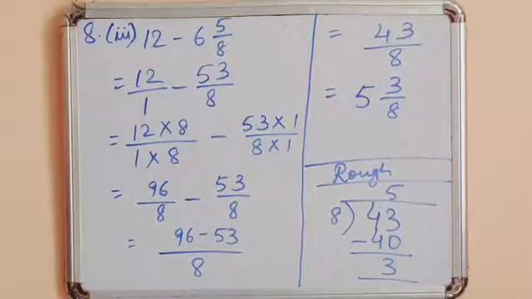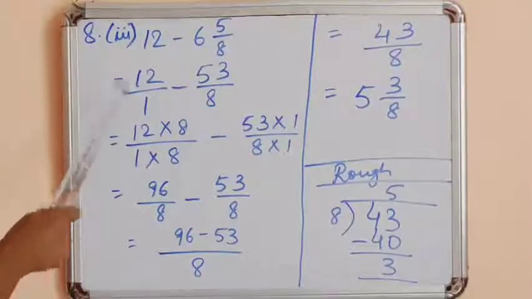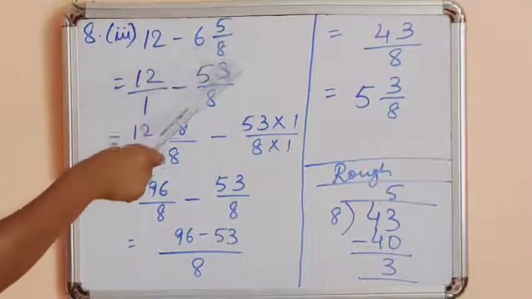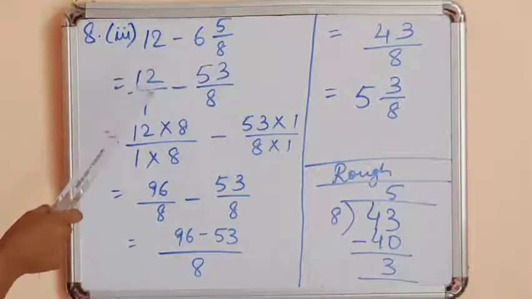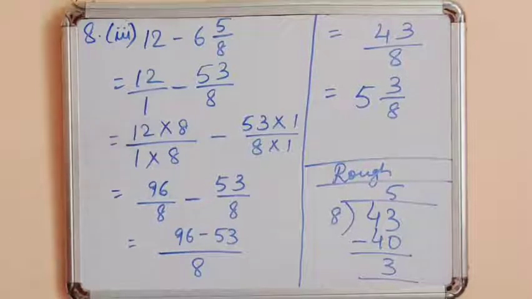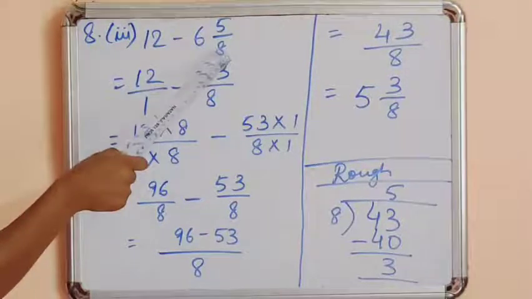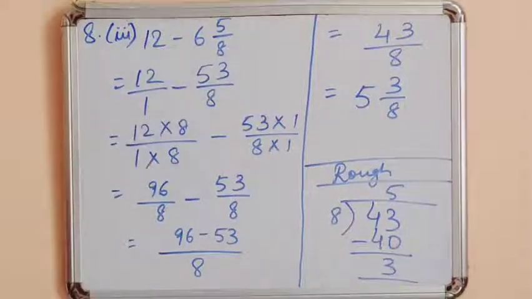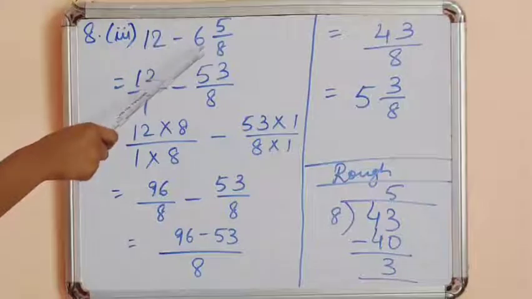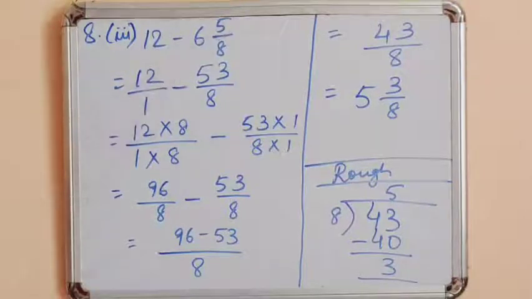Now look at question number 8, number 3. 12 minus 6 5 by 8. Since 12 is a whole number, it can be written as 12 by 1 as a fraction. And 6 5 by 8 is a mixed fraction. We have to convert this into an improper fraction. So 8 into 6 is 48. 48 plus 5 is 53. So this will become 53 by 8.